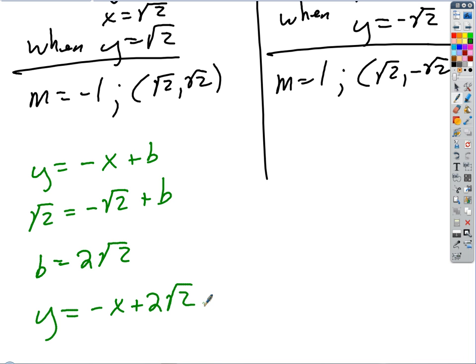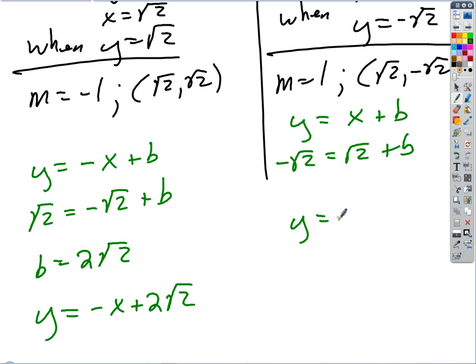What about over here? Y equals 1x plus b. So I get negative square root of 2 equals square root of 2 plus b. So what's b? Negative 2 square root of 2. Good. And so I get the answer y equals x minus 2 root 2. Okay, let's just look at those on a graph.